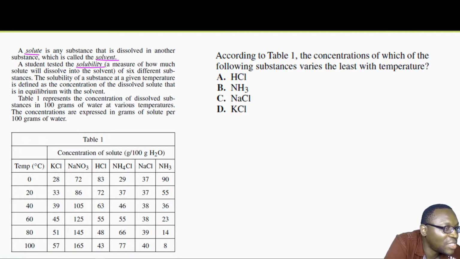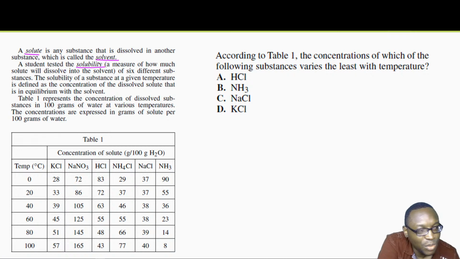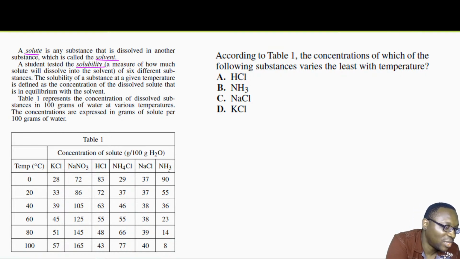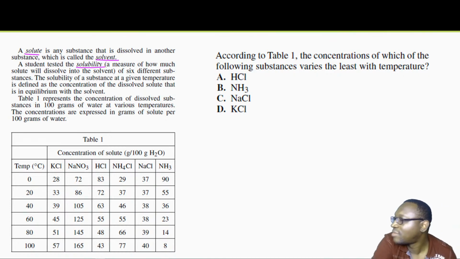The solubility of a substance at a given temperature is defined as the concentration of the dissolved solute that is in equilibrium with the solvent. Table 1 represents the concentration of dissolved substances in 100 grams of water at various temperatures. The concentrations are expressed in grams of solute per 100 grams of water. And so this is just an explanation of what the data in this table represents.